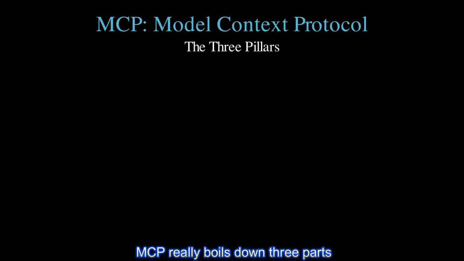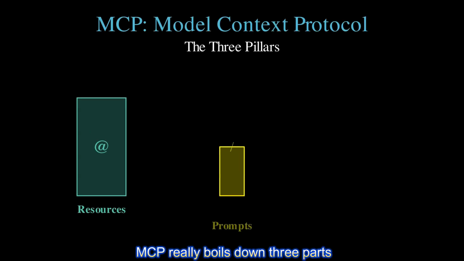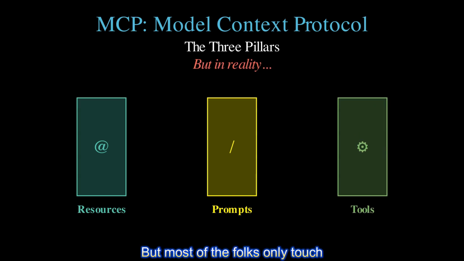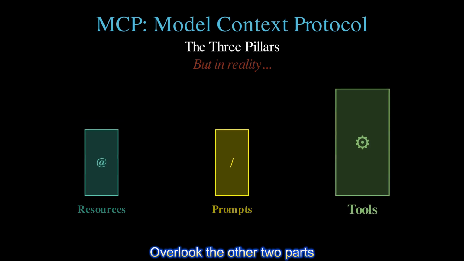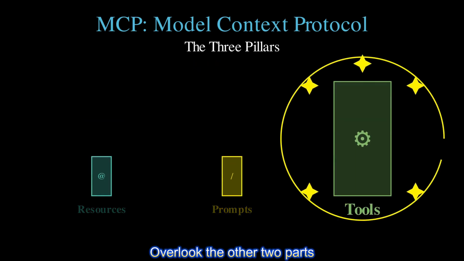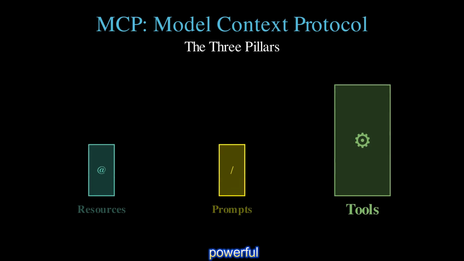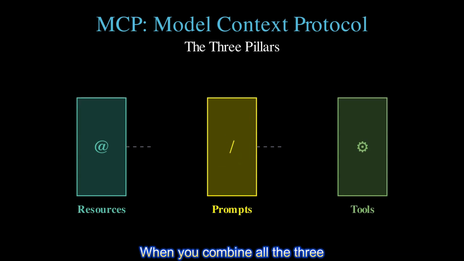Yes, MCP really boils down to three parts: resources, prompts, and tools. But most folks only touch the tools, overlook the other two parts, resources and prompts, and they are often confused by these two. The thing is, resources and prompts are super powerful. When you combine all three together, MCP really shines.